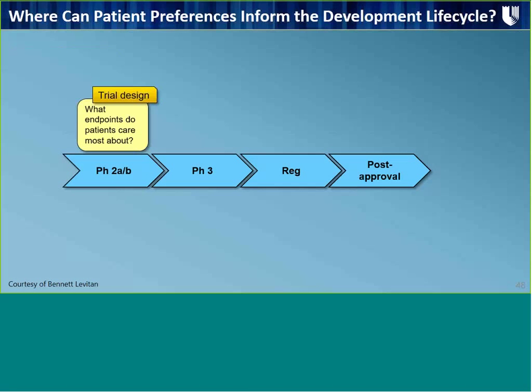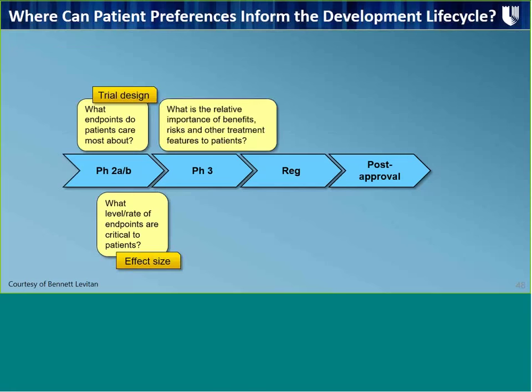It could also be used to help inform trial design. Often trial design is based on clinical considerations alone, but increasingly, both the Center for Devices and the Center for Drugs are asking whether there is a role for patient preferences in designing trials. And in that case, we would be trying to understand the level or rate at which endpoints are critical. And of course, that maps directly into effect sizes.